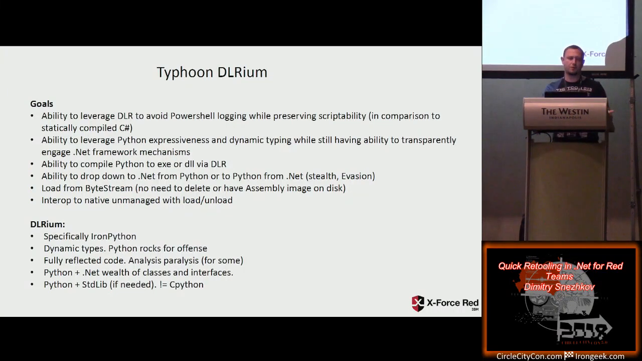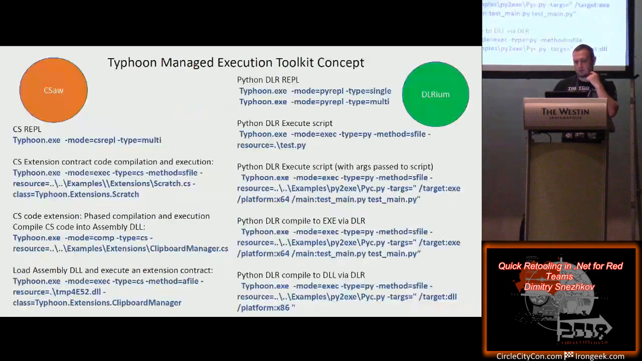So Delirium is also achieving its goal. It's leveraging DLR, avoiding PowerShell logging, while maintaining scriptability, interop, and dropping down into direct .NET. You achieve a bunch of stealth benefits by toggling Python from C#, C# from Python. And so, yeah, I mean, you can basically start coding in this.